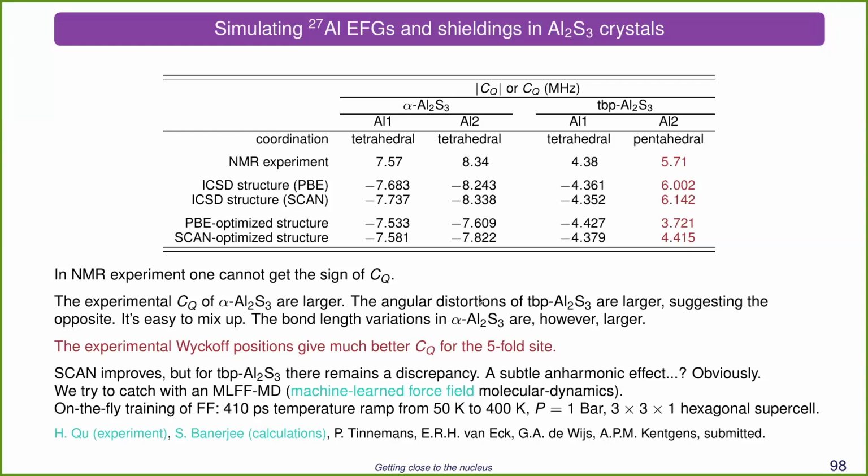First of all, we look at this table where we now only look at the CQ for the aluminium. And here in this TBP, what you should get in experiment is 5.7. What we calculate for a relaxed PBE structure is 3.7. If we use CAN, we get 4.4. Still not so good. If we take the experimental structures, don't relax, we are much closer. So there is something subtle going on there. There is probably something like a subtle anharmonic effect or so.